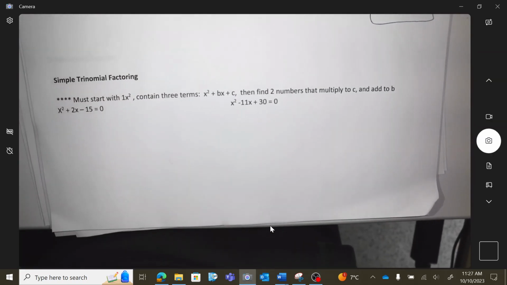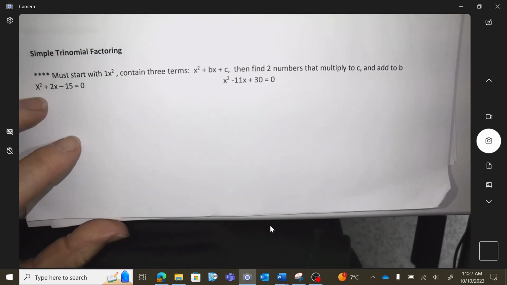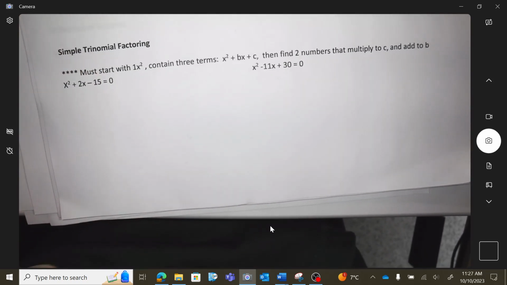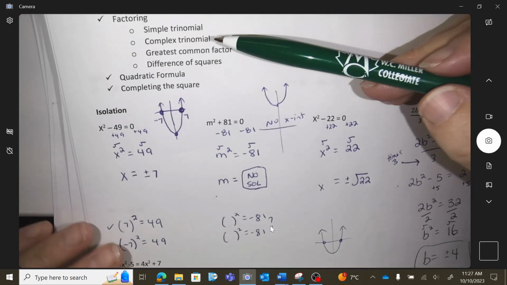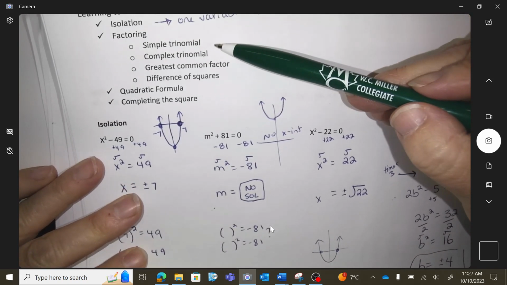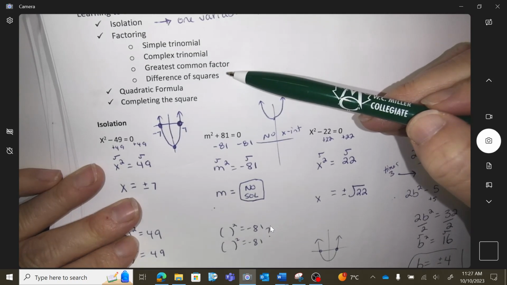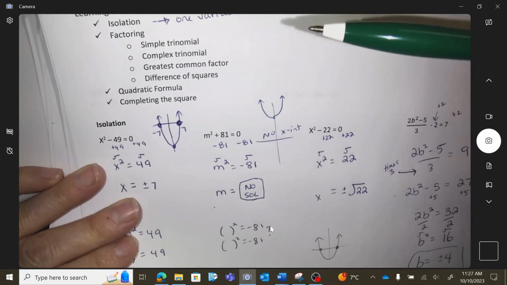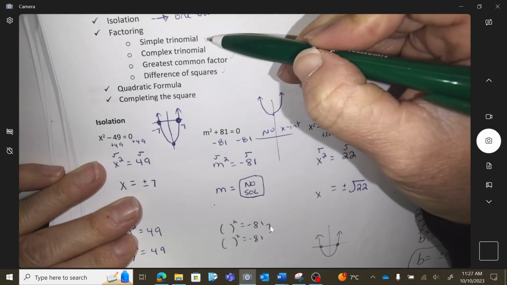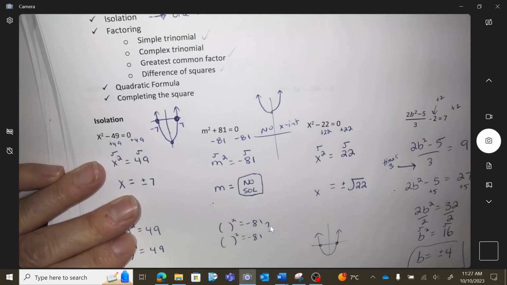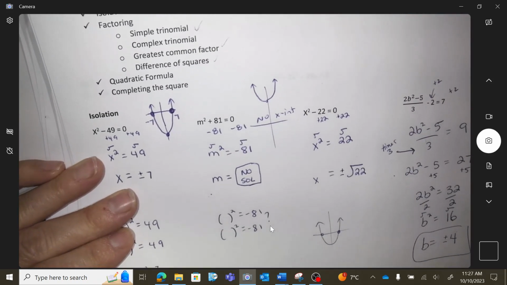Okay, so in grade 10 you did factoring. Do you remember that word, factoring? And we have 4 factoring styles: simple trinomial, complex trinomial, GCF, and difference of squares. Those are your 4 types. We're going to do these 3 today. We're not going to do complex till tomorrow because that's a whole day of teaching.